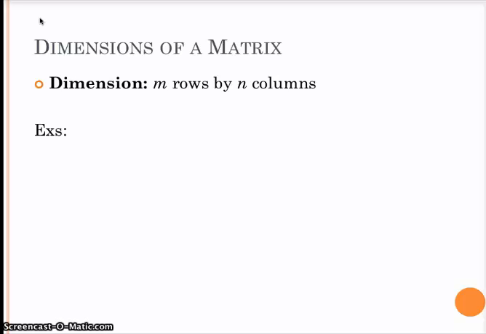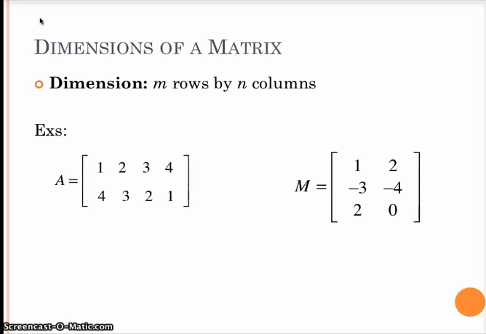So here's some examples. All right, there's a matrix A and a matrix M. So if we look at matrix A, it's got how many rows? 2. How many columns? 4. So we would call this a 2x4 matrix. If we look at M, that has 3 rows and 2 columns. So we will call that a 3x2 matrix.